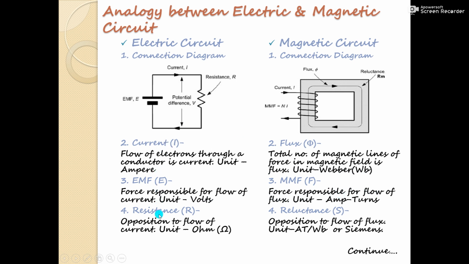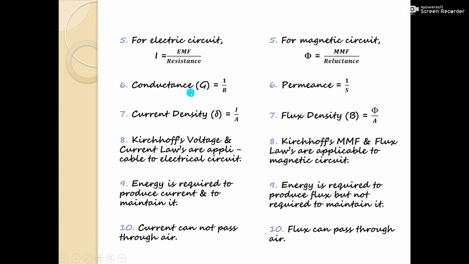In an electric circuit, we have resistance, which is opposition to the flow of current. The unit for resistance is ohm. In a magnetic circuit, we have reluctance, which is opposition to the flow of flux. The unit for reluctance is ampere turn per Weber. In an electric circuit, we can write I equals EMF upon resistance. In a magnetic circuit, we have magnetic flux equals magnetomotive force upon reluctance.